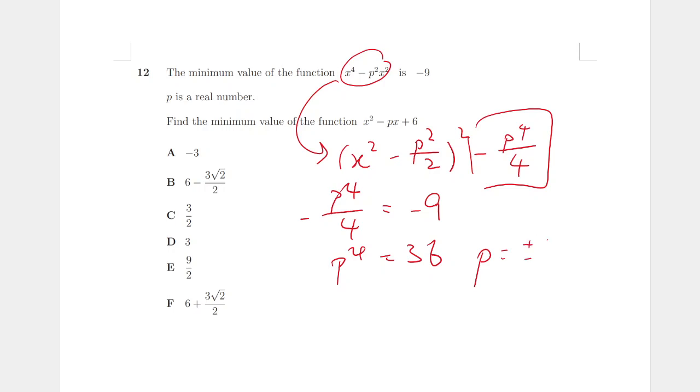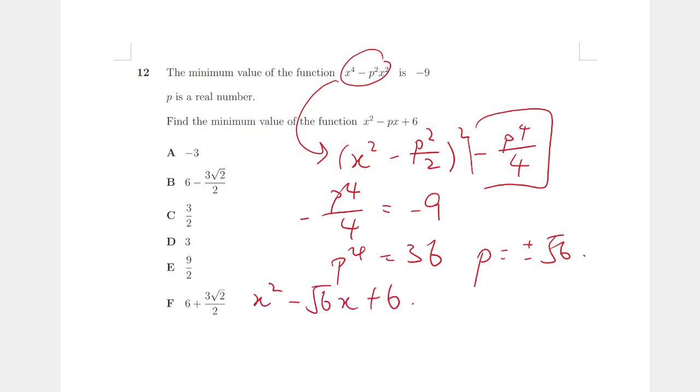So it's clear that p is plus or minus square root of 6. I think it doesn't affect the final answer, so you could take either. Good. Okay, so we want to find the minimum of x squared minus square root of 6 x plus 6.